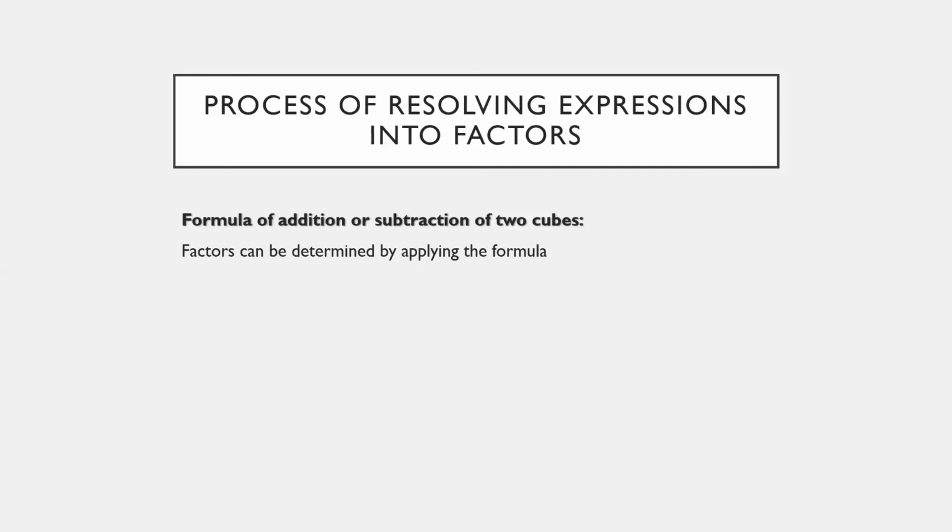Factors can be determined by applying the formula. a cube plus b cube equals a plus b into a square minus ab plus b square, and a cube minus b cube equals a minus b into a square plus ab plus b square. So these are the formulas we have to apply to get the factors from the given expressions. This is known as the formula of addition or subtraction of two cubes.